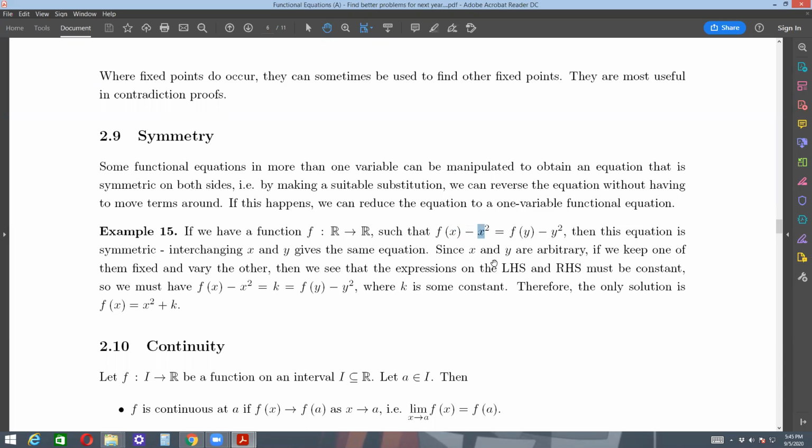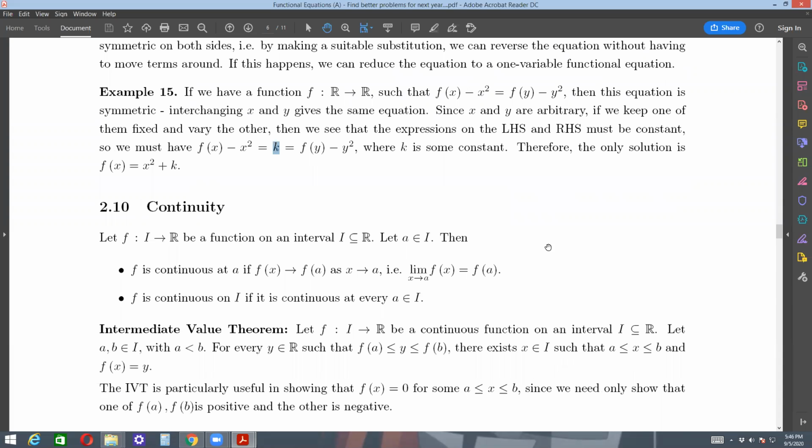So, because it's constant, I could equate it to some constant k, and then I could basically just solve from there. F of x is equal to k plus x squared. That's how symmetry works. There's an example, I think later on, that uses that.